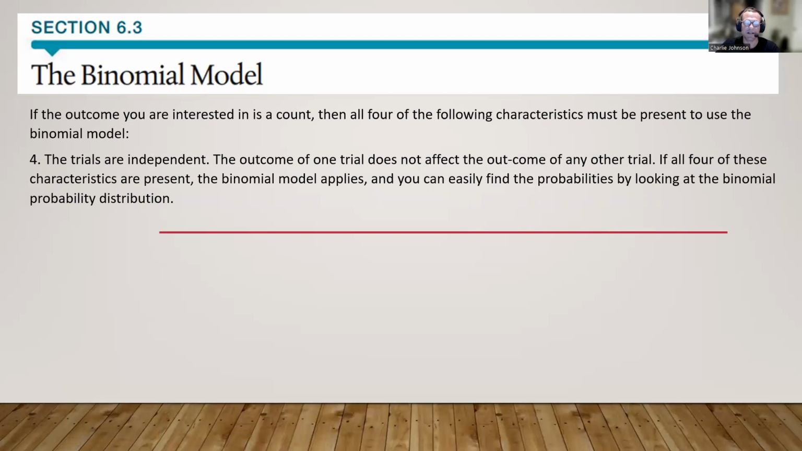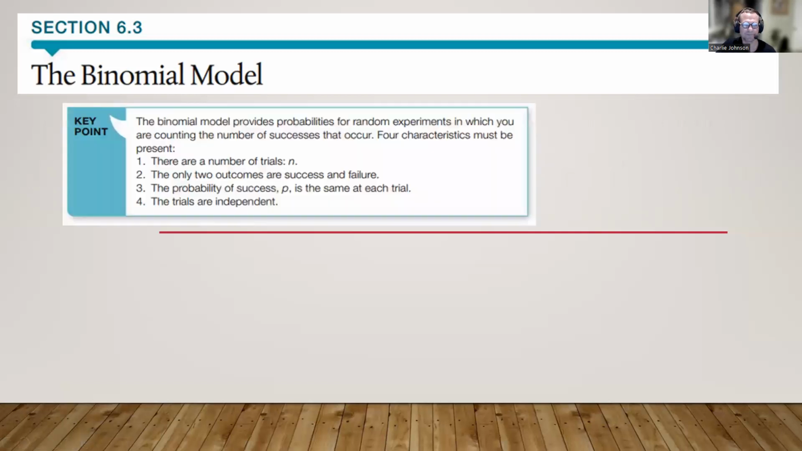If all 4 of these characteristics are present, the binomial model applies, and you can easily find the probabilities by looking at the binomial probability distribution. And we'll achieve these probabilities by using the binomial probability distribution in StatCrunch. And I'll also show you how to do it by hand.